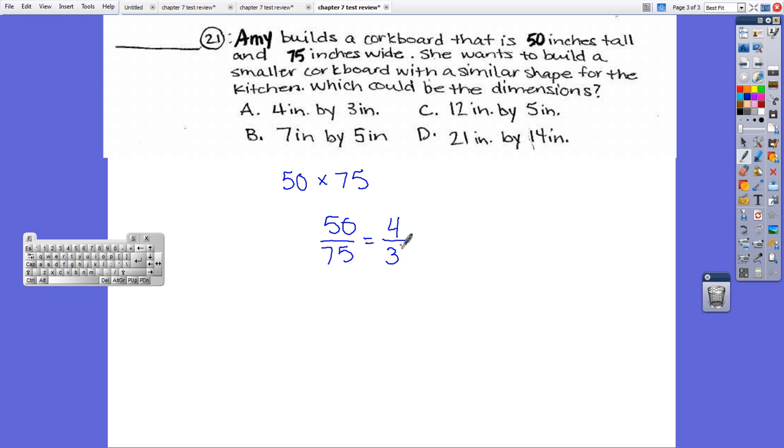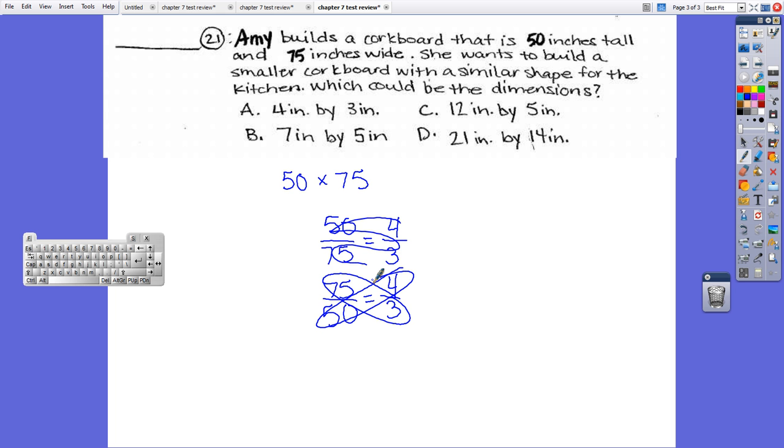Now, if you'll notice, all of these have the larger number first. So this would actually be 75 over 50. Okay, so we want 75 because I want my larger dimension over 50. Does that equal 4 over 3? And you have to solve that. 225, that's 200. No, they are not equal.